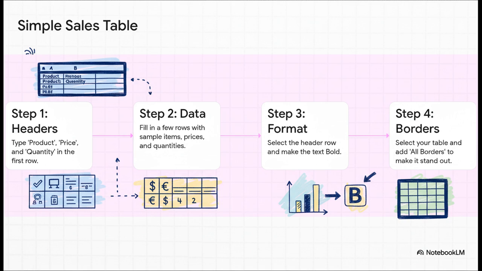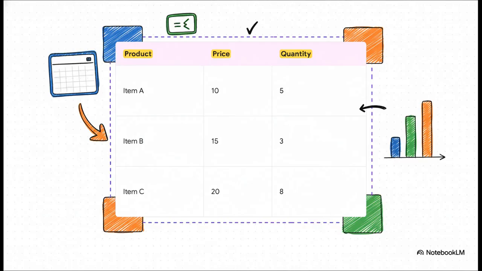Next, just fill in a few rows with some fake data. And finally, let's make it look nice. We'll select those headers and make them bold, then we'll select the whole thing and add some borders. It just makes it so much easier to read. And there it is. See that? With just a couple of clicks, what was just a jumble of data is now a clean, organized table. This is the first crucial step to making your information actually mean something.